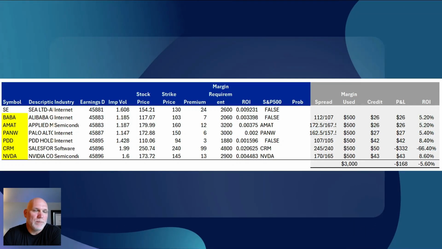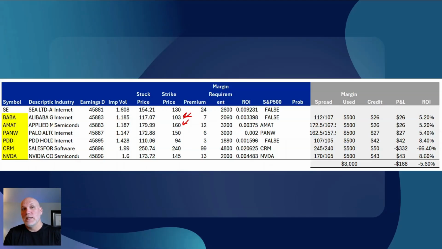So here's what I entered. Alibaba, Applied Materials, you see those ones highlighted. Those are the ones that I entered based on my software recommendation last week. And these are the spreads. So the spreads may differ slightly from what the software recommended because I go in on Monday morning and I look at the implied volatility and the expected move, and then I make the recommendation. Because the software runs over the weekend, it looks at the Friday closing price and makes its recommendation.